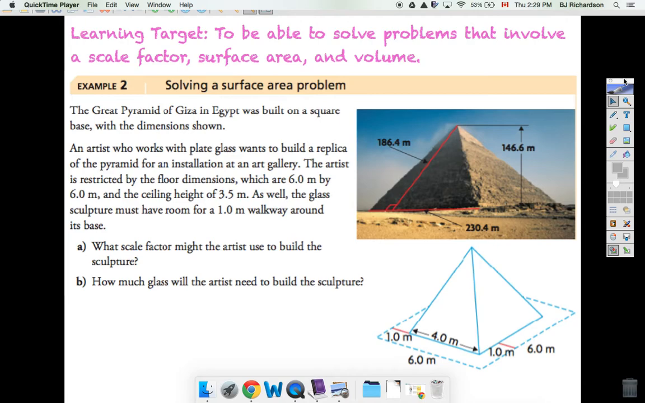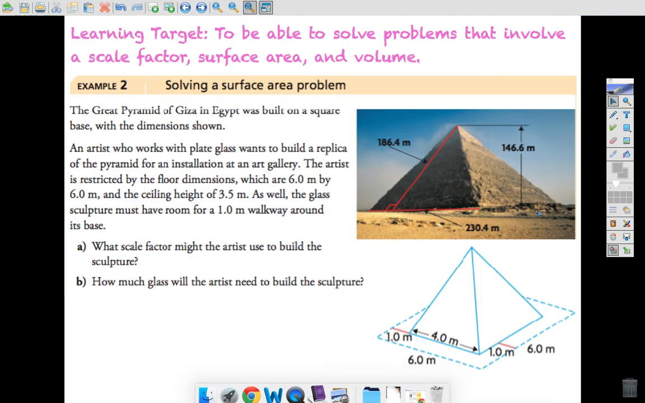The first question we want to answer is what scale factor might the artist use to build a sculpture? And the second thing we need to understand is how much glass is actually required if it can be built. So you can kind of see the diagrams we have down here. We're trying to take this as our actual real-life model, and we're trying to scale it down to fit within these dimensions. So the first thing is what scale factor might be used.